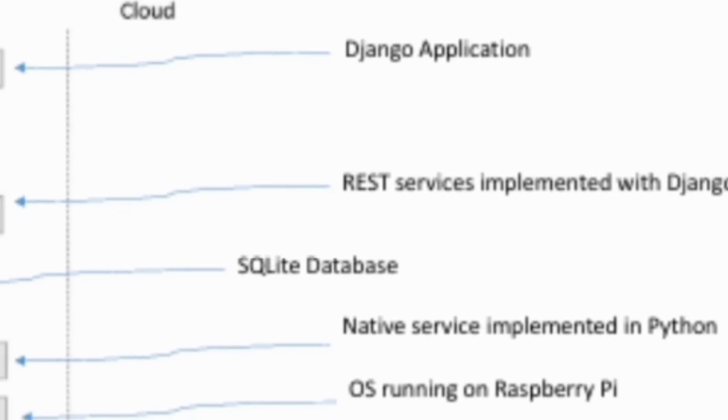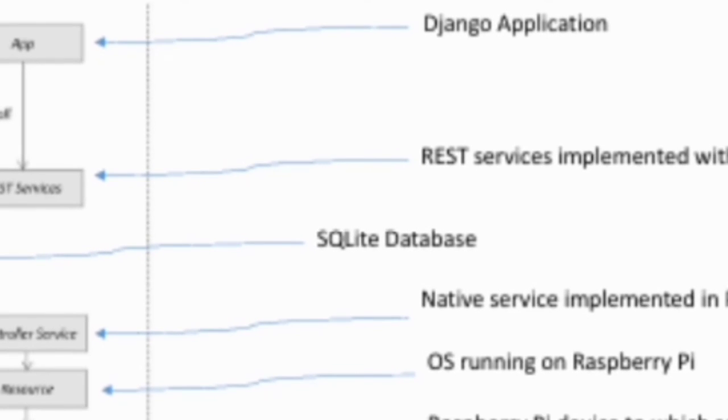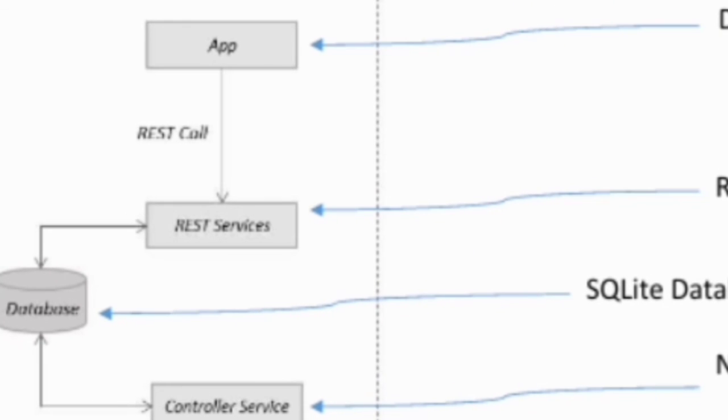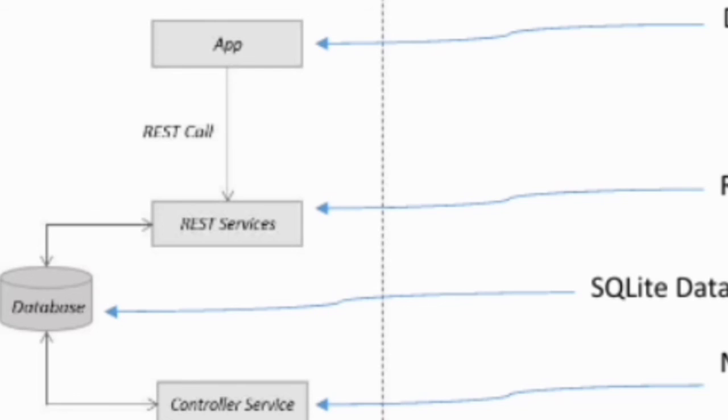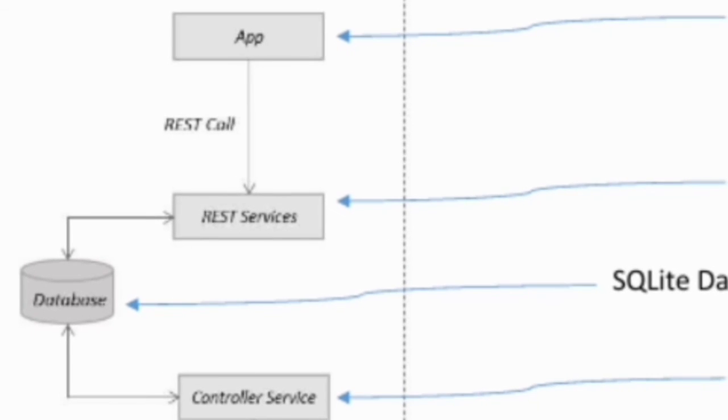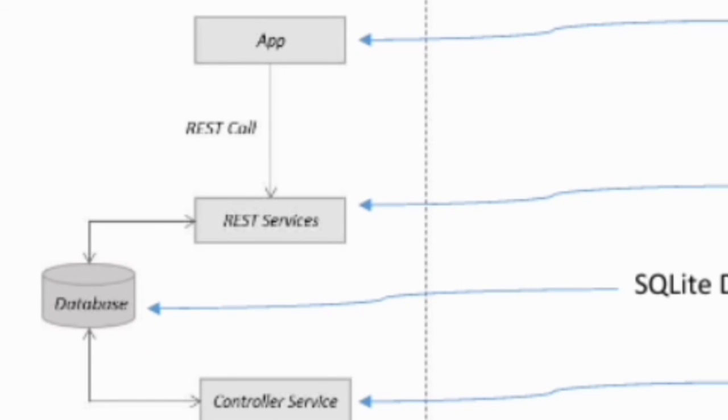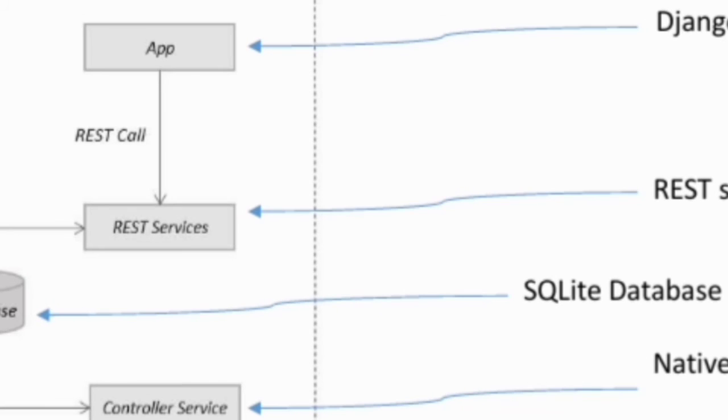The last slide: finally integrate the system, set up the device, deploy and run the REST and native services, deploy and run the application, set up the database. This is the diagrammatic presentation. It is a case study of home automation.